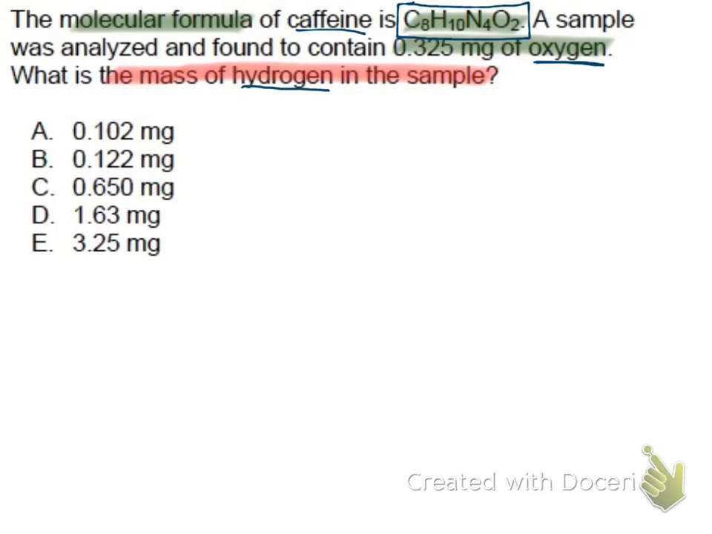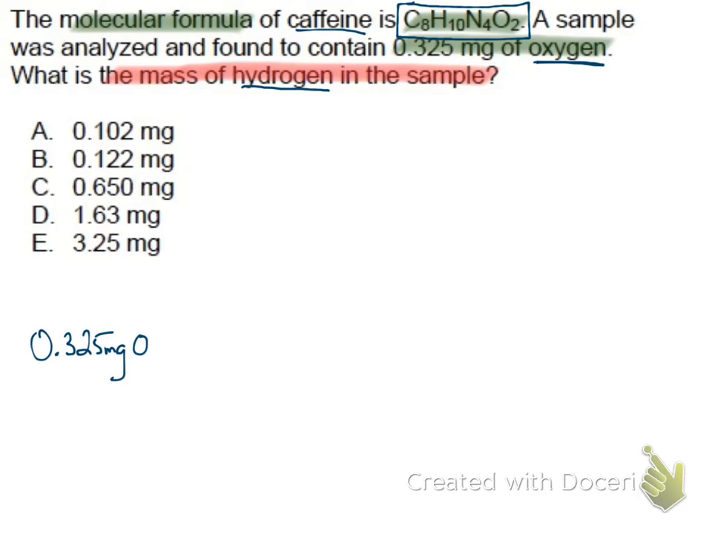Okay, so let's start. We'll take what we're given. Basically, we're given 0.325 grams of oxygen. We need to move that into grams of hydrogen. What do we do? Well, milligrams. Let me just fix that. Okay, milligrams of oxygen. What do we do?